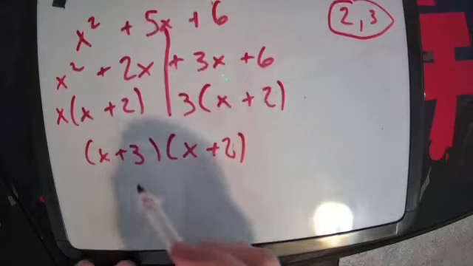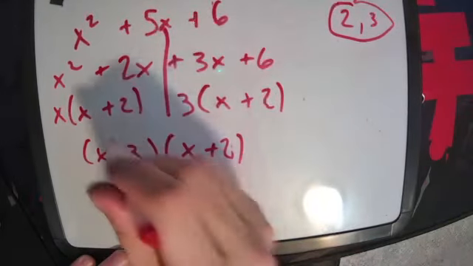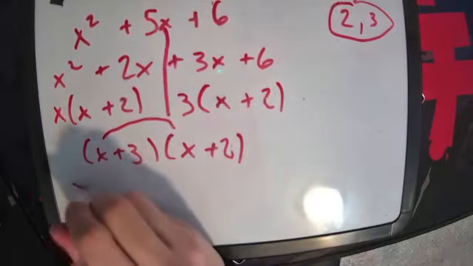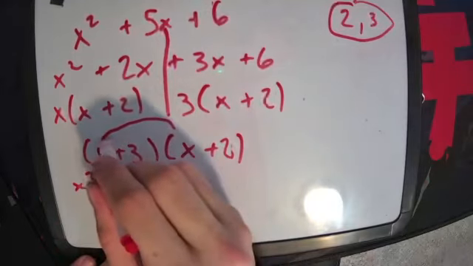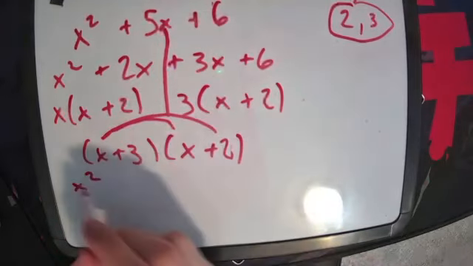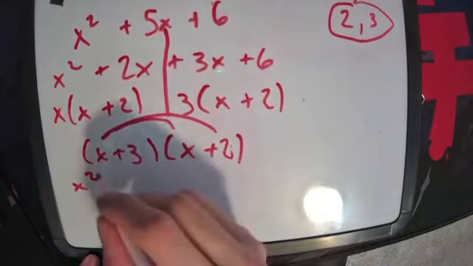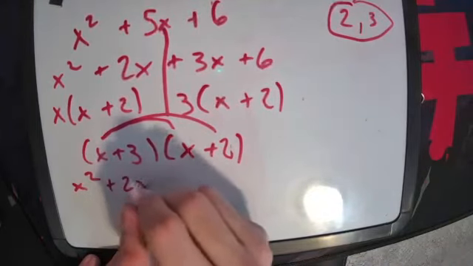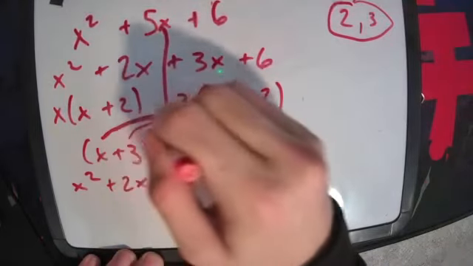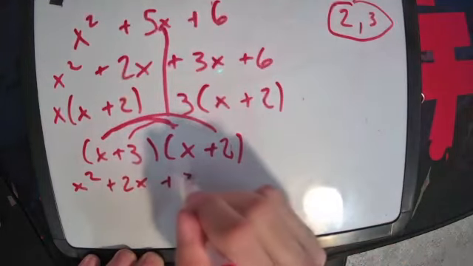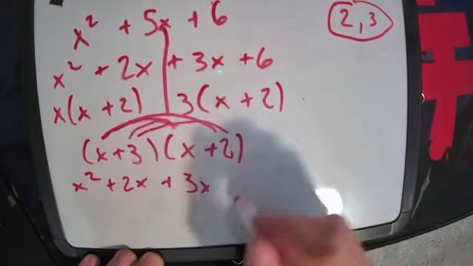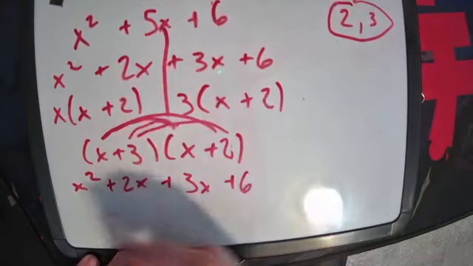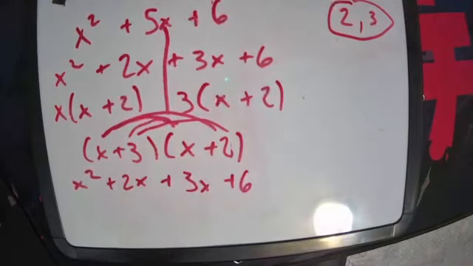We could FOIL once again to verify our answer. So let's just do that real quick. X times x is just x squared. X times 2 is just 2x. 3 and x, the product of that is just 3x. And 3 and 2, that's just 6. Because we have that over here, we don't need to simplify any further because we know we have the right answer.